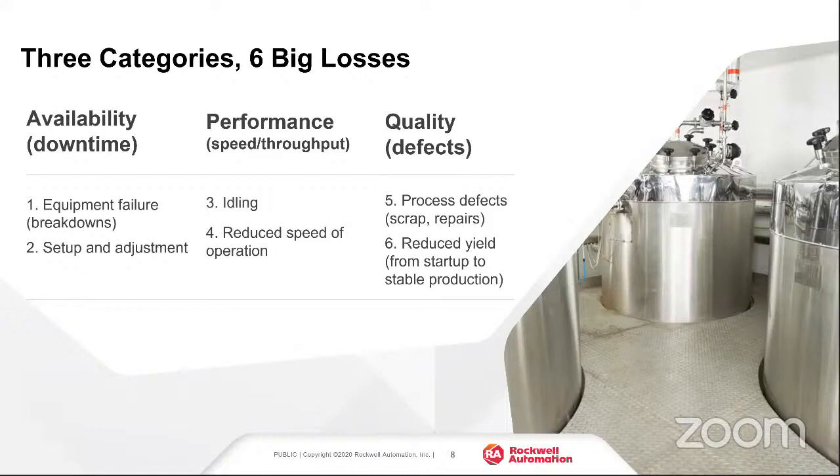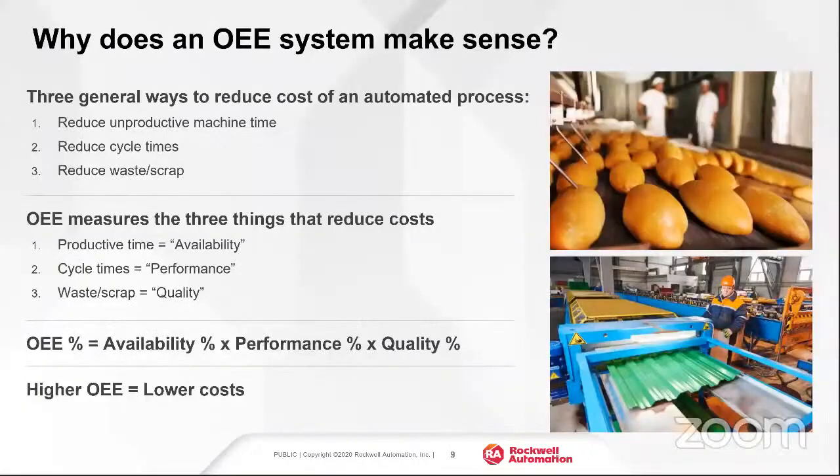So why does an OEE system make sense overall, right? There are three general ways to reduce the cost of an automated process. You reduce the unproductive machine time, right? You reduce the cycle time. Cycle time means basically reduce the stoppages and reduce the waste or scrap.